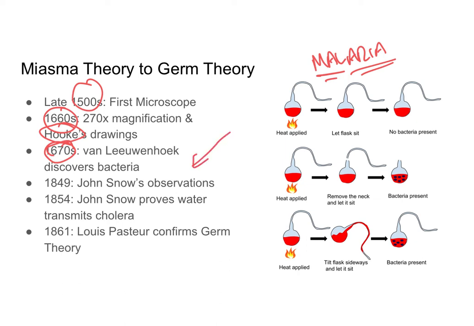Based on John Snow's observations, based on his paper that proves that water transmits cholera, and based on Louis Pasteur's confirmation. This on the right is the experiment that Louis Pasteur carried out. If he heated up a broth, a nutrient broth, and let it sit still, but it had this long neck that did not allow things to fall into it, nothing would grow.